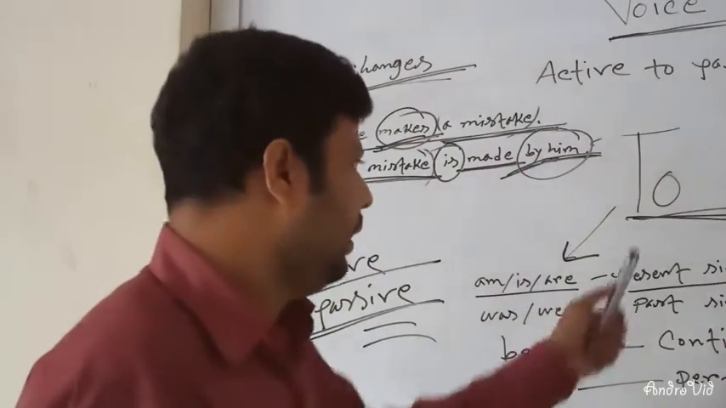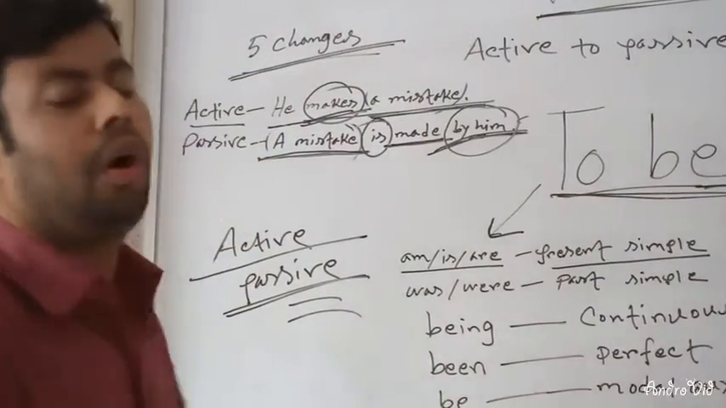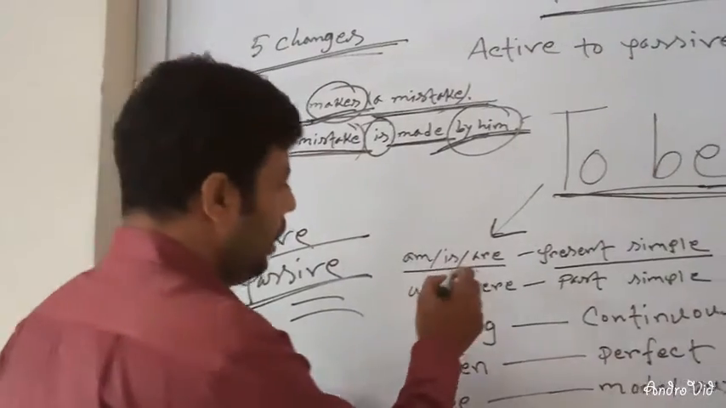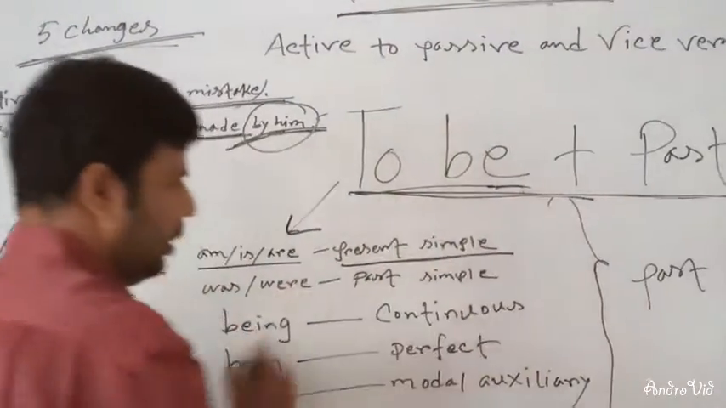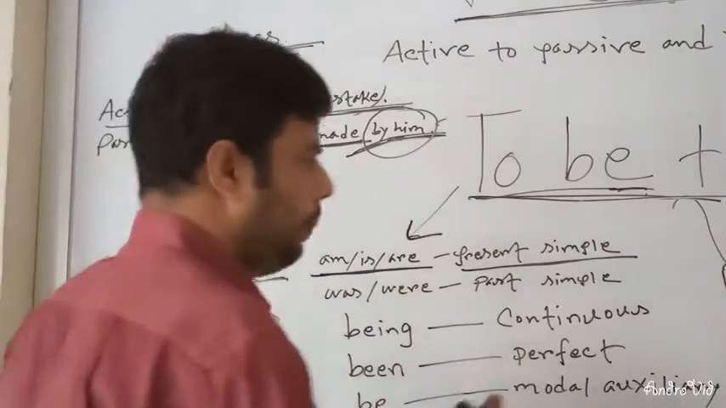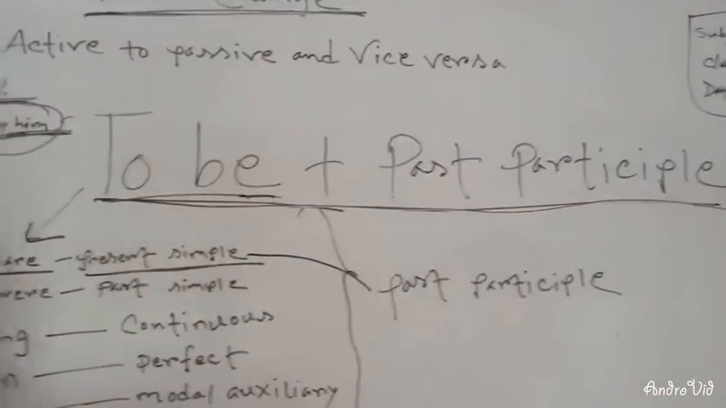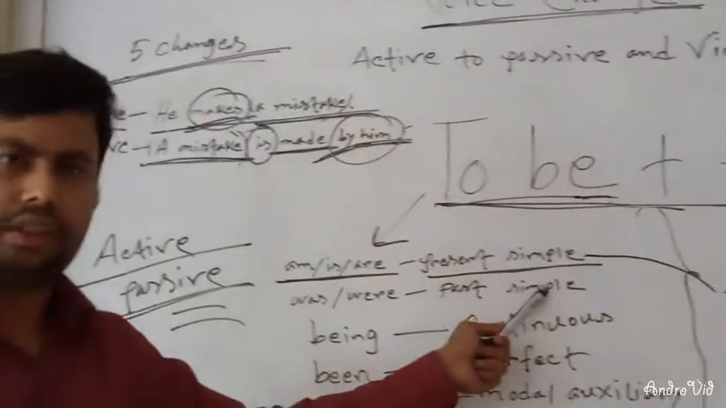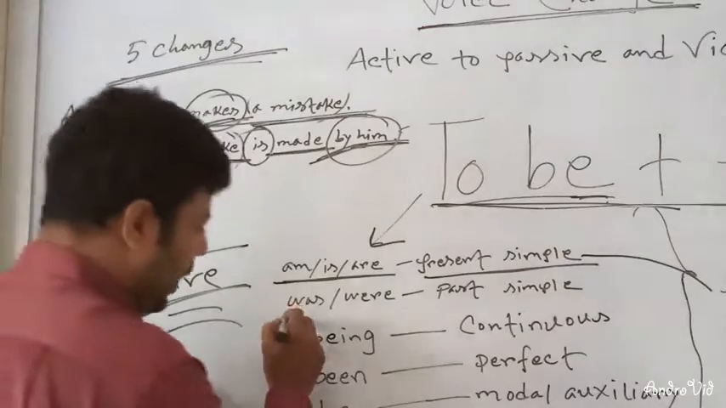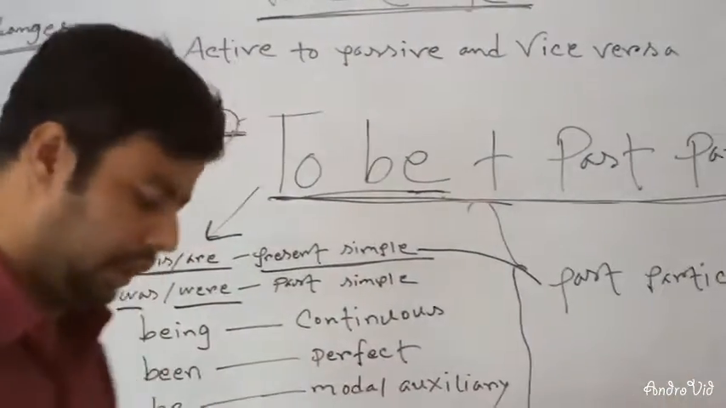Okay, let me talk about what is a to be verb, or how you use to be verb in making passive sentences. If you have present simple tense in the active voice, you have to use am, is, are, then the past participle form of the verb. Then, if you have past simple in the active voice, you have to put was or were, then the past participle form of the verb.